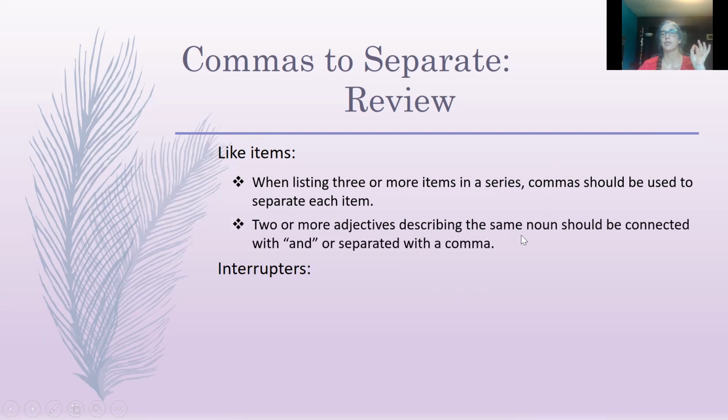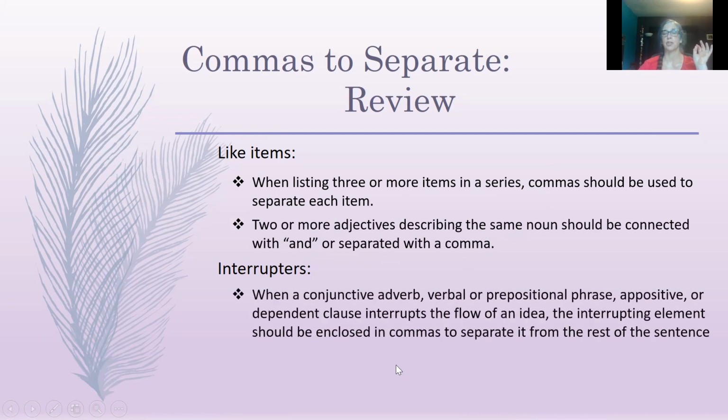2 or more adjectives describing the same noun should be connected with and or separated with a comma. And when it comes to interrupters, when a conjunctive adverb, verbal or prepositional phrase, appositive or dependent clause interrupts the flow of an idea, comma, again, there's another introducing comma. Here comes my independent clause. The interrupting element should be enclosed in commas to separate it from the rest of the sentence. What am I doing with these commas up here? Conjunctive adverb, comma, verbal or prepositional phrase, comma, appositive, comma, or dependent clause. What are those commas doing? A list, separating items. There you go.